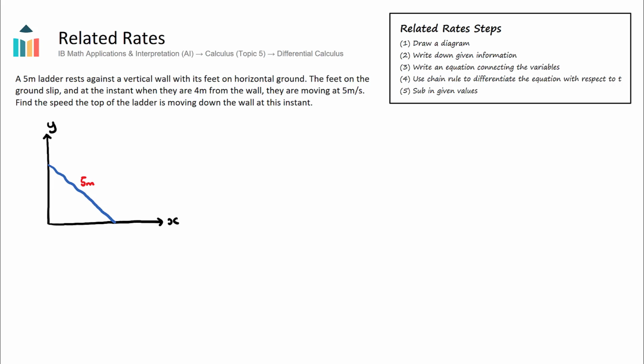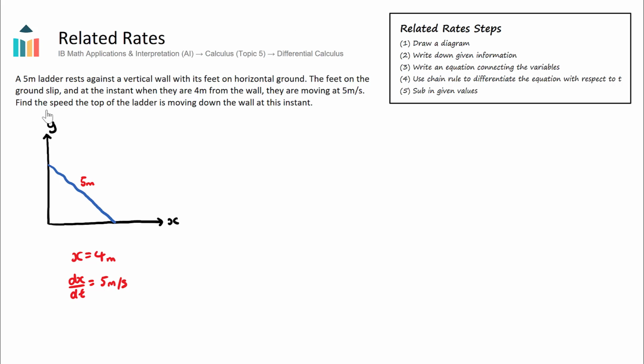What I know is that when x equals 4 at this instant, the feet are moving at a speed of 5 meters per second. The key here is to understand that if x is the horizontal distance, the rate that x is changing is the speed, and therefore that will be dx/dt. So this will be 5 meters per second, and that's when x is 4 meters. That's very important here. At the instant where x is 4, the speed that x is changing will be 5 meters per second.